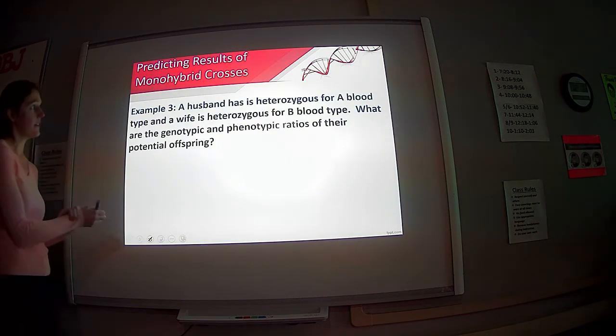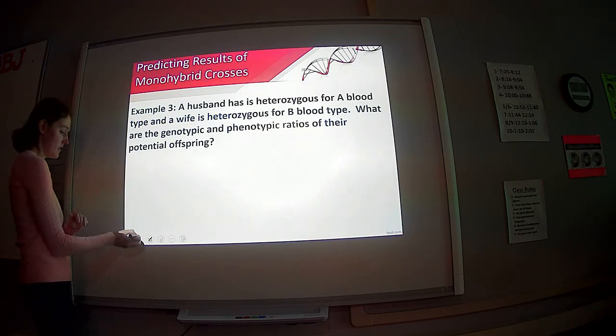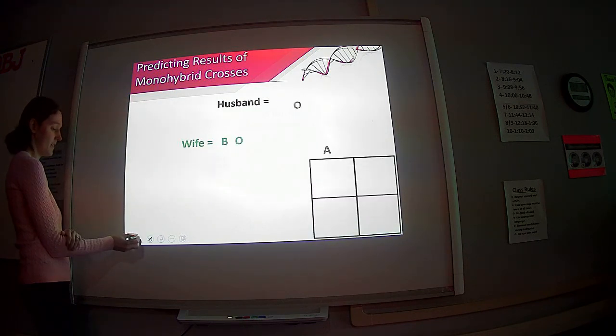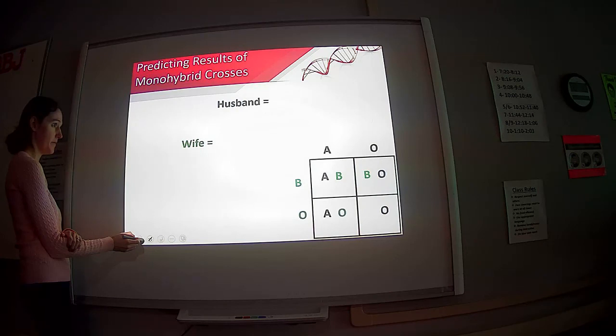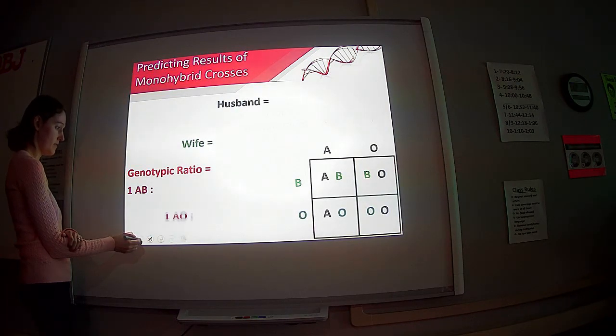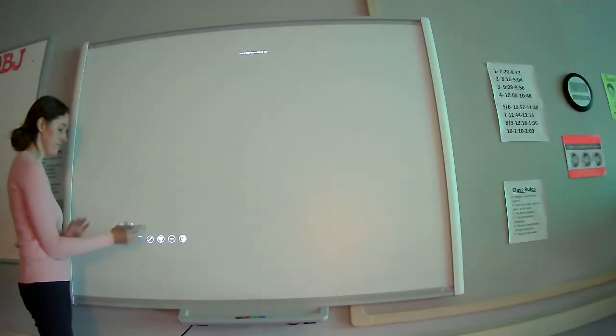We'll do one more, I think. The husband is heterozygous for A, his wife is heterozygous for B. Genotypic and phenotypic ratios. So if you know they're heterozygous, that means they're going to be different. So AO and BO. Keep your wife up top, keep your husband on the side. And they could have a mashup of different kids. They could have AB, they could have AO, BO, or OO. Phenotypically speaking, we could have AB, A, B, or O for children.